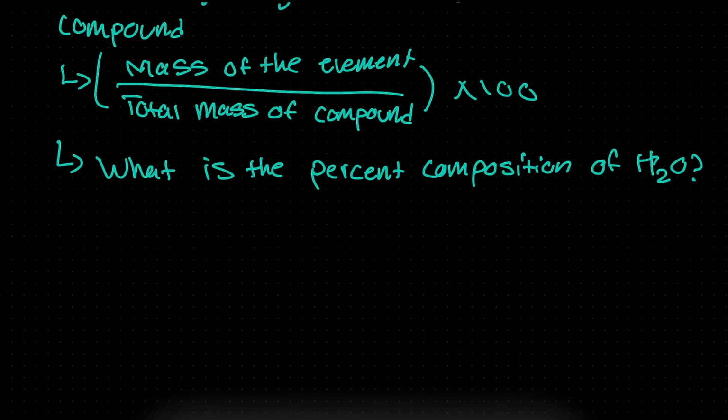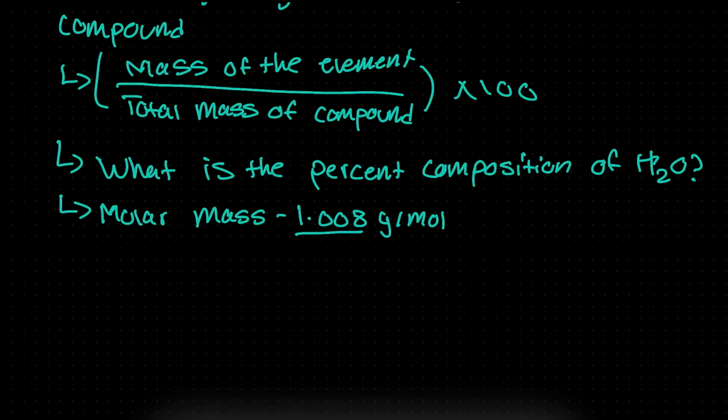Well, hopefully you have your calculator and your periodic table with you. So first, let's find the molar mass of H2O, right? Molar mass would be hydrogen, which is 1.008 grams per mole. This is one hydrogen, but it's H2O, which is two hydrogens. So you multiply this by 2, and you get 2.016 grams per mole.